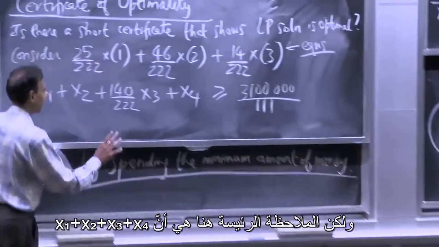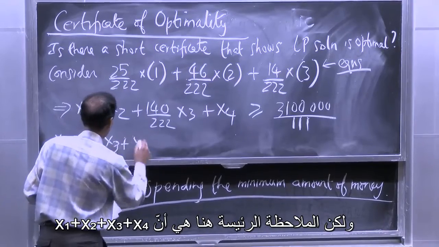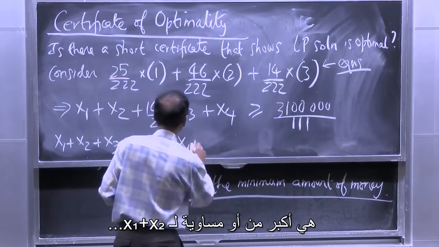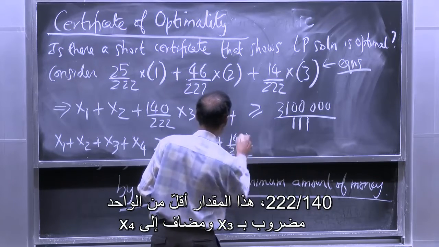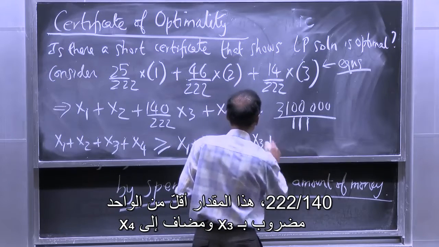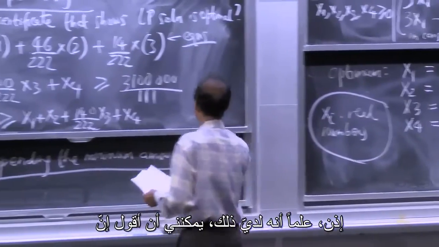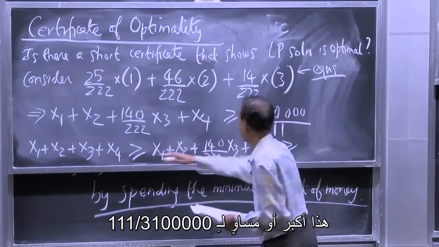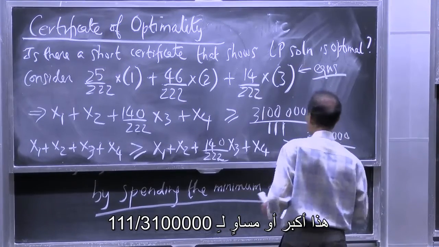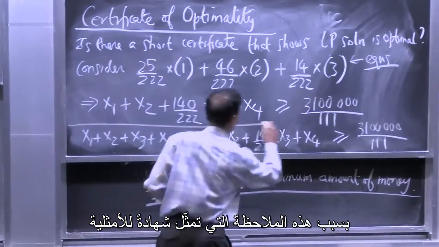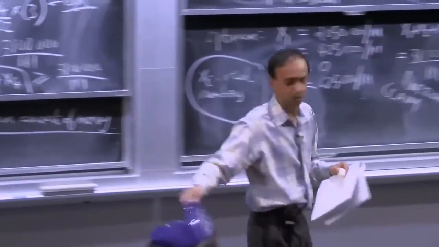But the key observation here is that x1 plus x2 plus x3 plus x4 is greater than or equal to x1 plus x2, because all of these are positive quantities, remember. 140 divided by 222, that's less than 1, x3 plus x4, correct? So given that, I can say that this is greater than or equal to 31005, right? It's because of this observation that it's a certificate of optimality, right?